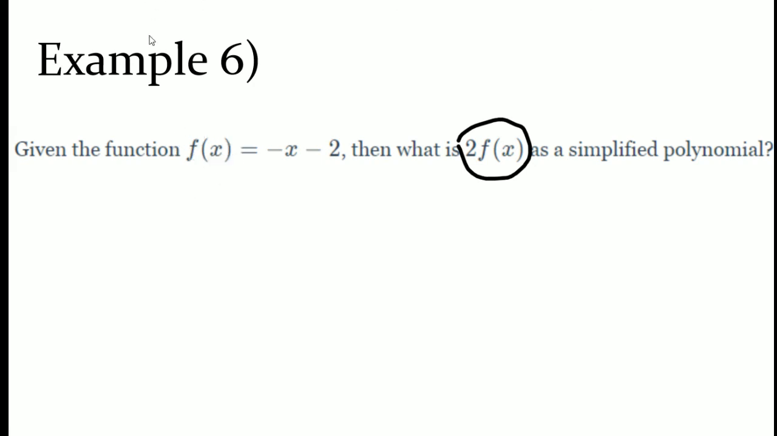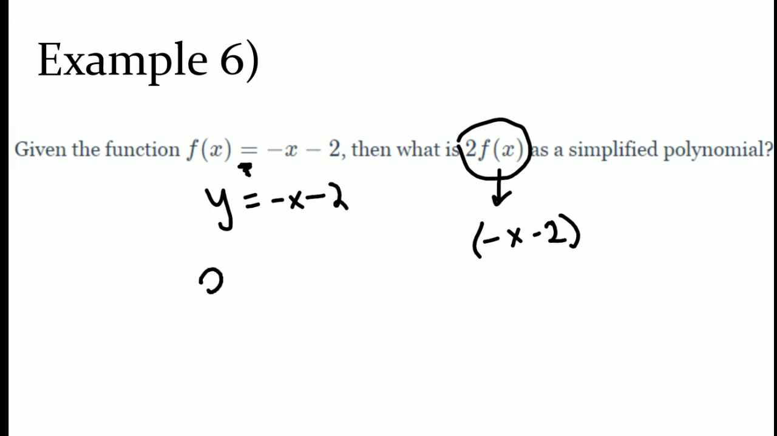Algebra is all about substitution. This equal sign says, whatever's on one side of the equation, we can substitute the thing on the other side wherever we see it. So if we see f of x equals negative x minus 2, then wherever we see f of x, we can write negative x minus 2 instead. Maybe think about it this way. If f of x is y, that means y equals negative x minus 2. So if we were to do 2y, it's natural to just substitute negative x minus 2 in for y. And that's what we're going to do here.